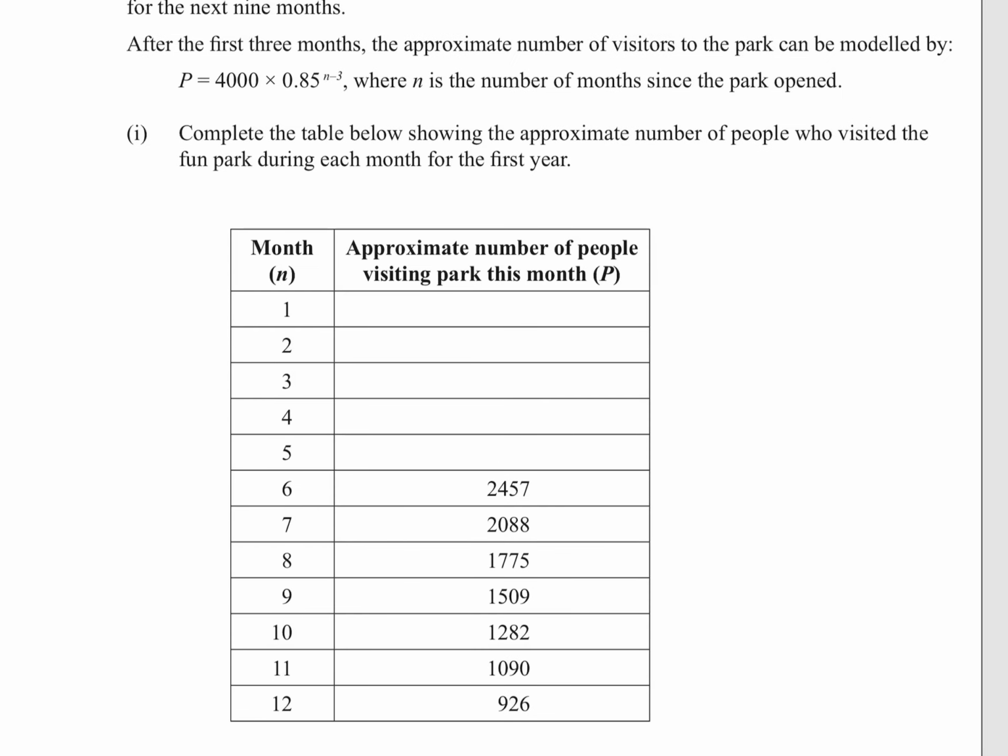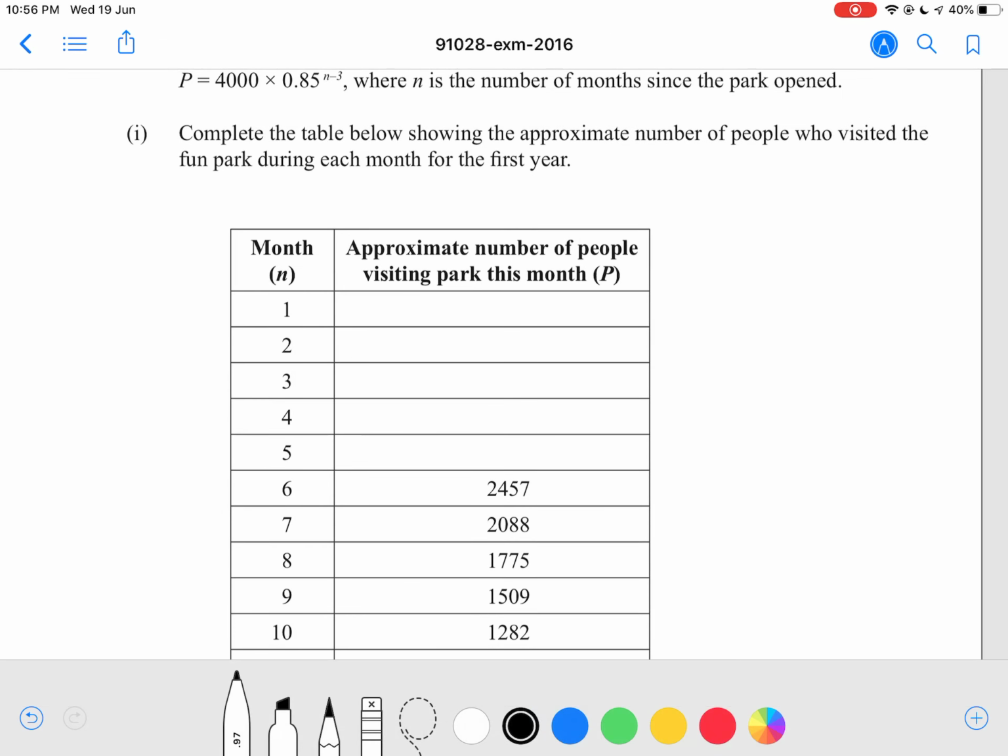Complete the table below showing the approximate number of people who visited the fun park during each month of the first year. So basically, in this question, we're simply just going to substitute, for example, for month 1, we'll substitute n equals 1 in this equation.